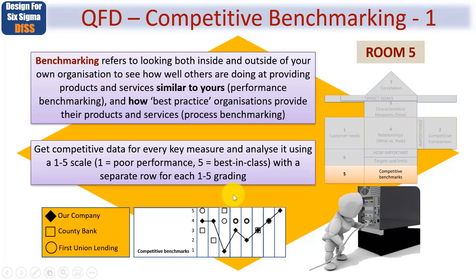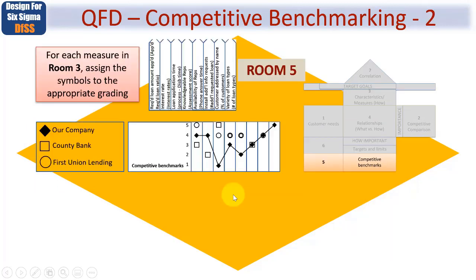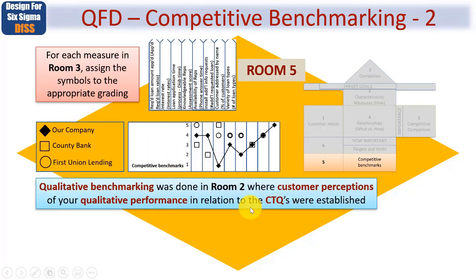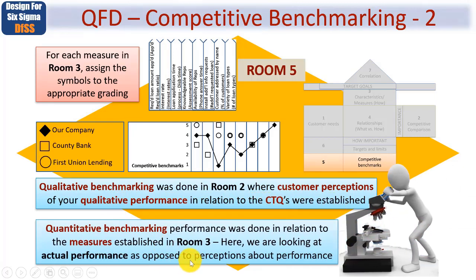So continuing benchmarking in Room 5. For each measure in Room 3, do you remember that? Assign the symbols to the appropriate grading, as I'm showing here. Qualitative benchmarking was done in Room 2, where the customer perceptions of your qualitative performance in relation to the critical to qualities were established. Whereas quantitative benchmarking performance was done in relation to the measures that were established in Room 3. Here, we're looking at actual performance as opposed to perceptions about performance.